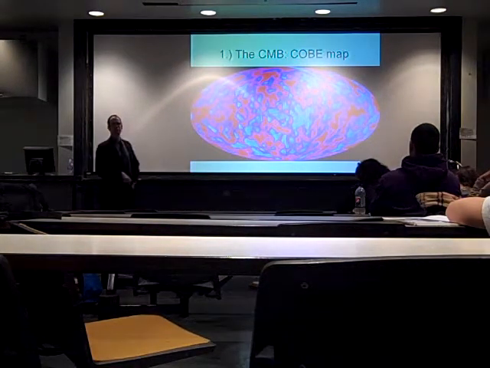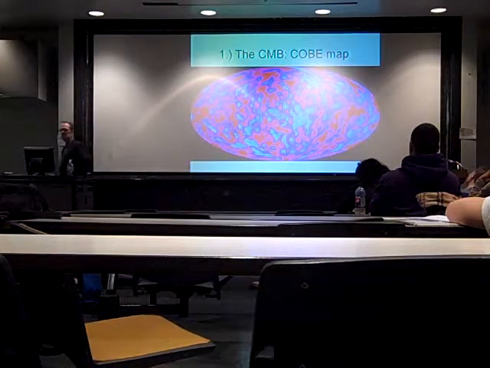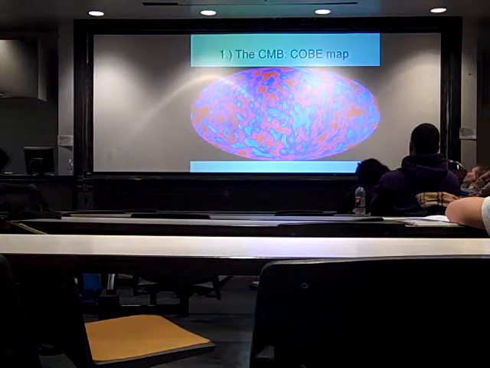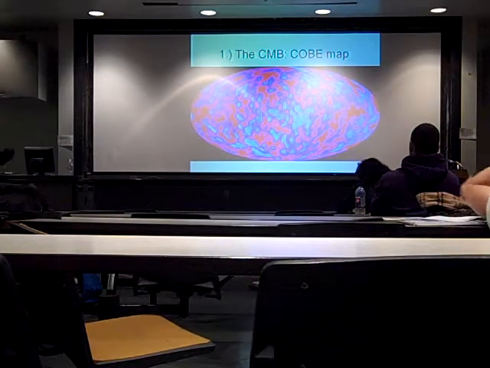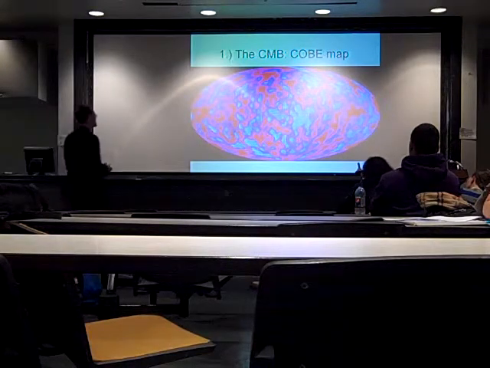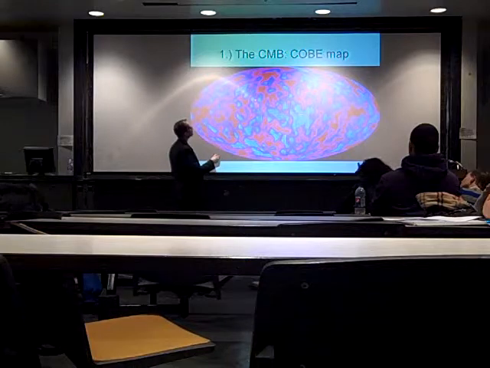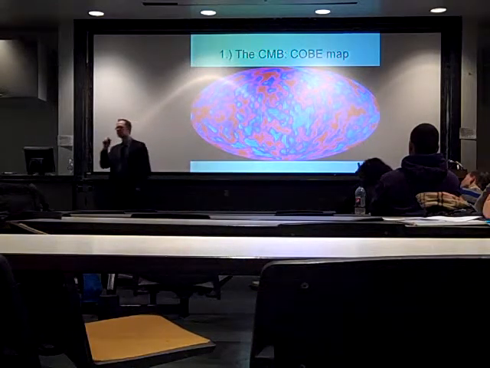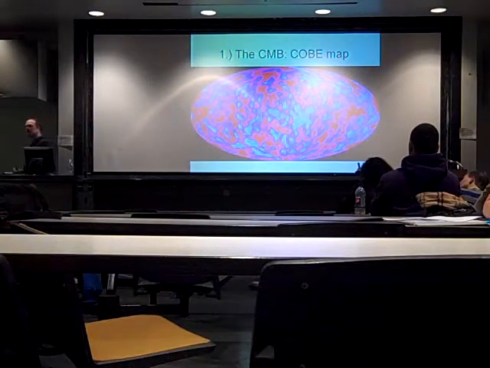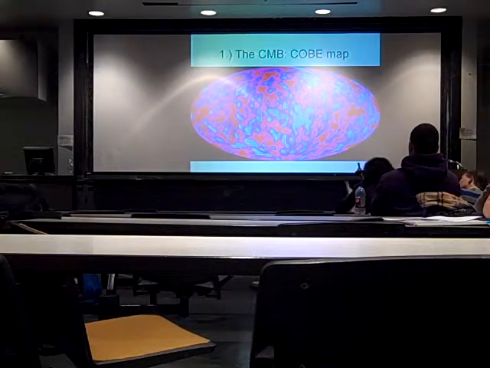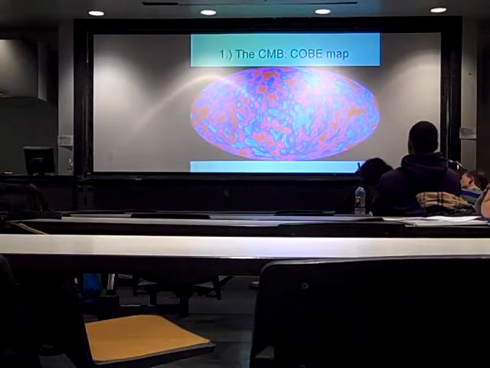And this is what the map looked like that they produced. So this is a map of the entire sky, in a kind of all-sky projection. And you see that this map is a temperature map, and you see there's hot and cold spots in this map. So this is what we would call kind of like a baby picture of the universe. As I said, this is when the universe is 380,000 years old.